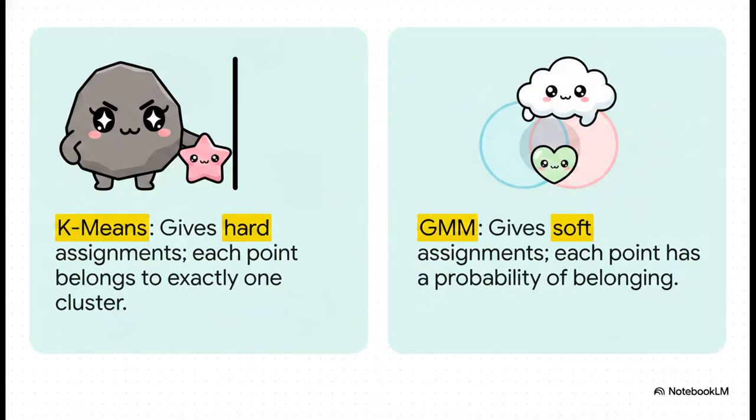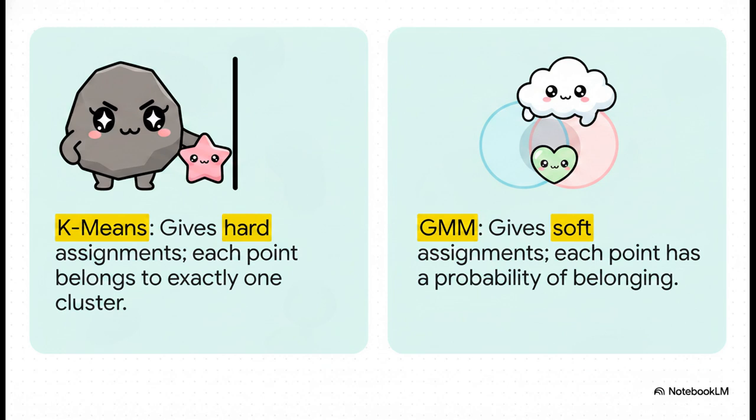All right, up until now, all our methods have been, well, pretty rigid. You're either in cluster A or you're in cluster B, no in between. But what if the boundaries between your clusters are a bit blurry or overlapping? The difference becomes super clear when we look at hard versus soft assignments. K-means uses what we call hard assignments. It draws a hard line in the sand. A point belongs to exactly one cluster, period.